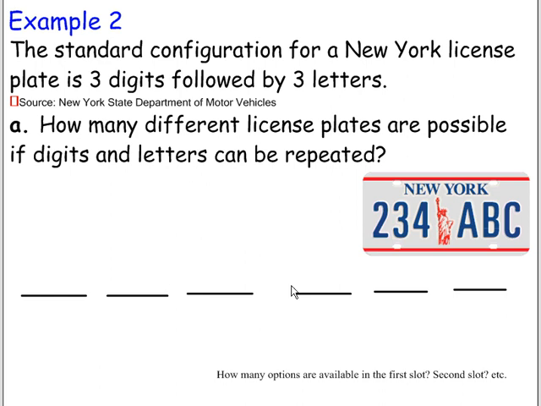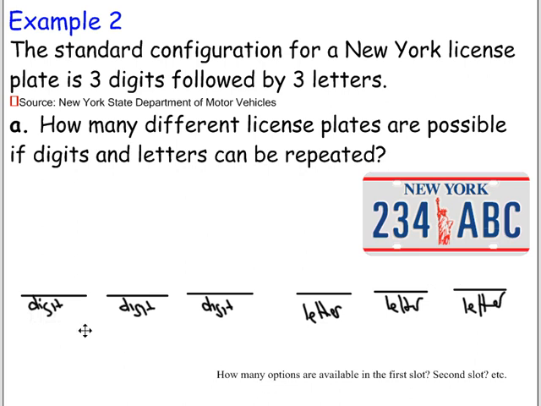Okay, so let me explain why I got 6 slots. I got 3 slots here for my digits because it says that the way the license plate is set up, is that you have a digit. Obviously, it's going to be a single digit, and a digit. And then you have that followed by a letter, and a letter. So that's why I got 6 slots set up.